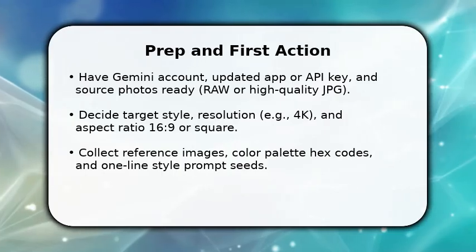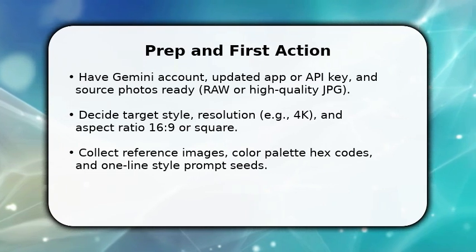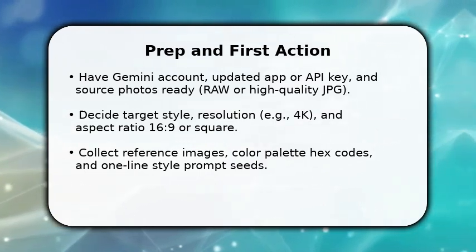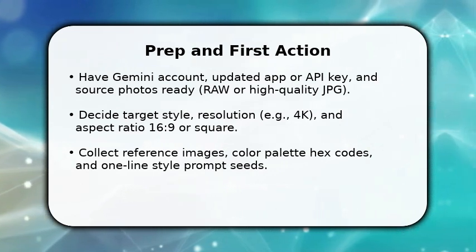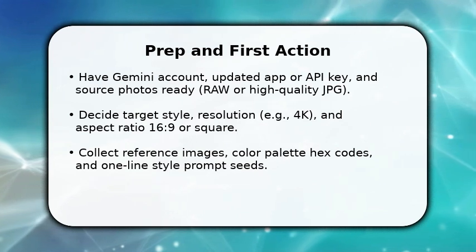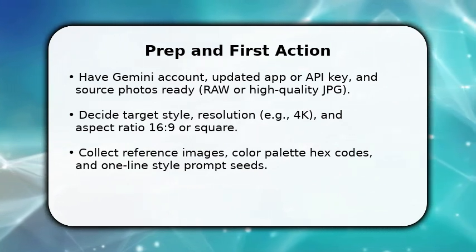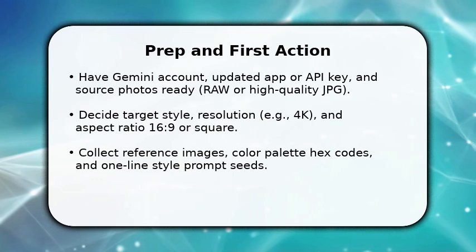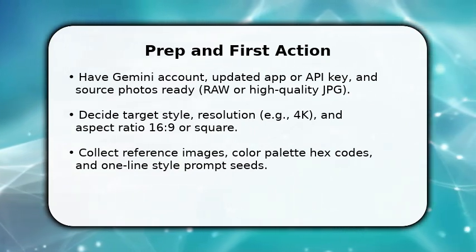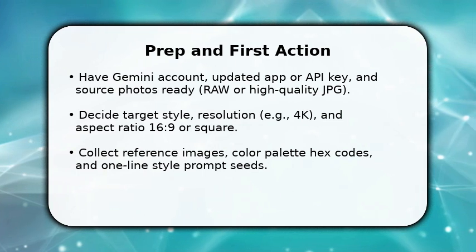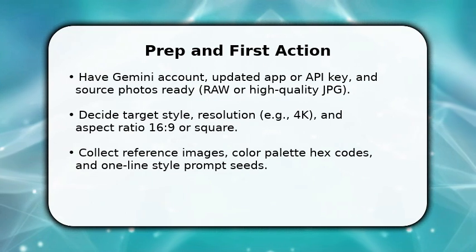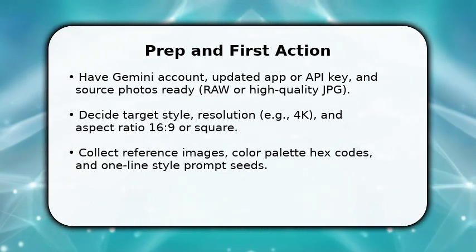You start by confirming access. Sign into Gemini or load your API key, then gather high-quality source photos and reference images. Once done, pick the target style and resolution so all choices remain consistent during edits. Make sure to set the aspect ratio and note hex color examples. This helps steer color grading. Then create a concise seed prompt line that states the mood, lighting, and desired texture. This immediate setup prevents rework and keeps your edits reproducible.